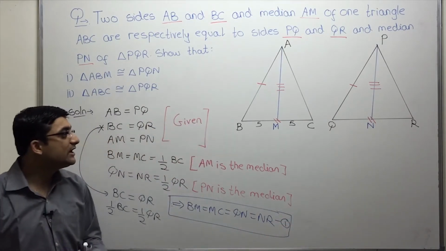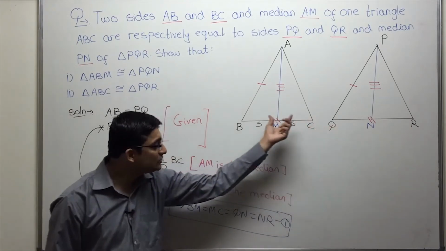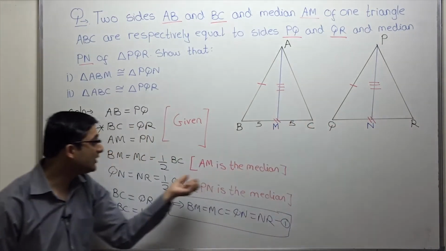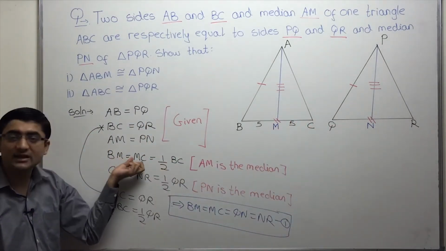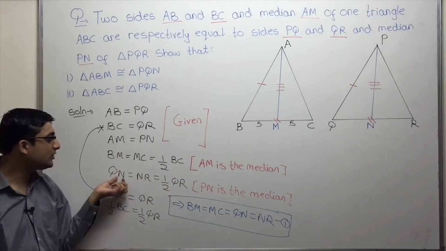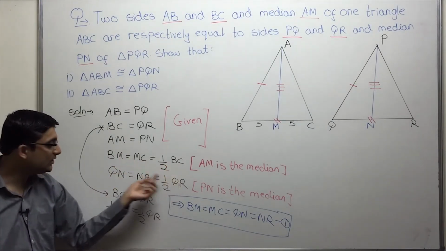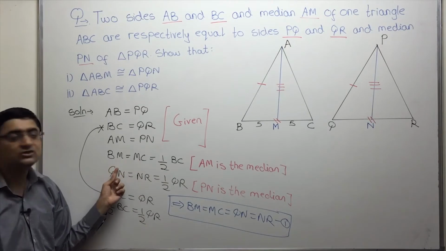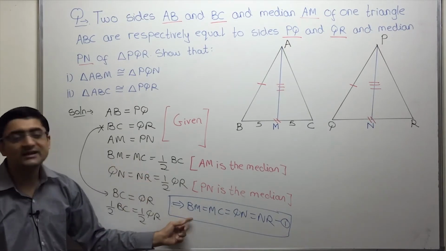I repeat, we are given that BC is equal to QR. So half of BC will also be equal to half of QR. Now what is half of BC? BM and MC. What is half of QR? QN and NR. So because these two are equal, these two are also equal, these two are also equal. So all these four sides are equal.